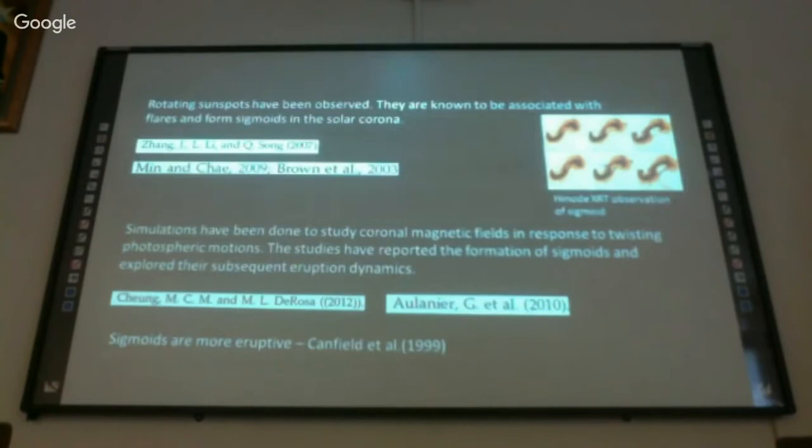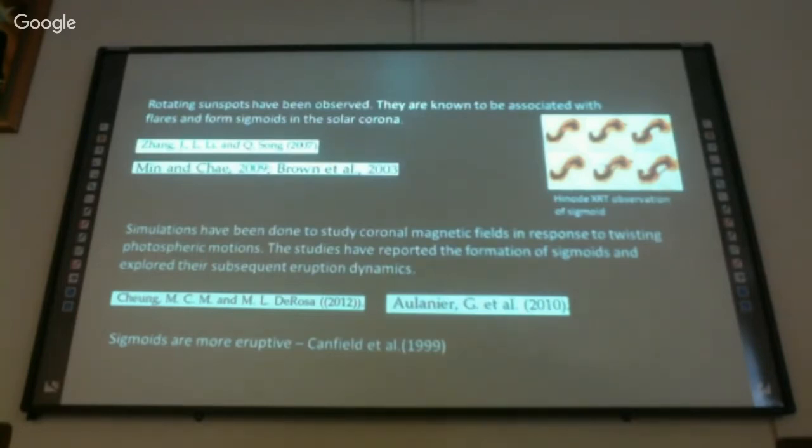Right. So there is observational evidence of sunspots and of vortex flows that develop in the photosphere, which tend to rotate the sunspots. These are some papers where they have done observational studies on rotating sunspots, and they are known to form sigmoid-like structures. These are S-shaped structures which form when seen on top of rotating sunspots.